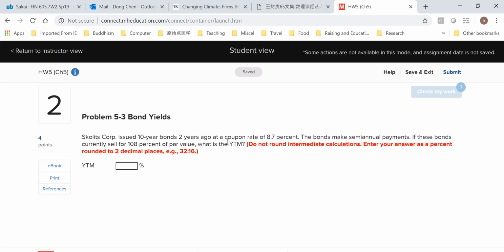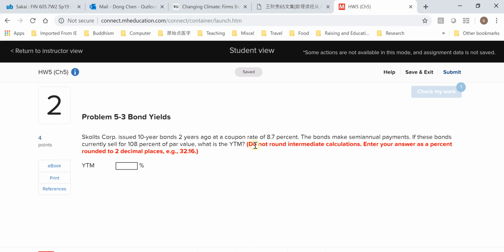So it's asking for the YTM, and in general, we can assume the par value is $1,000 if the problem doesn't specifically mention the number. And actually, in the calculation of the YTM, the specific value of the par value doesn't matter, as long as the percentage of the price and par value remains the same, which is 108%.